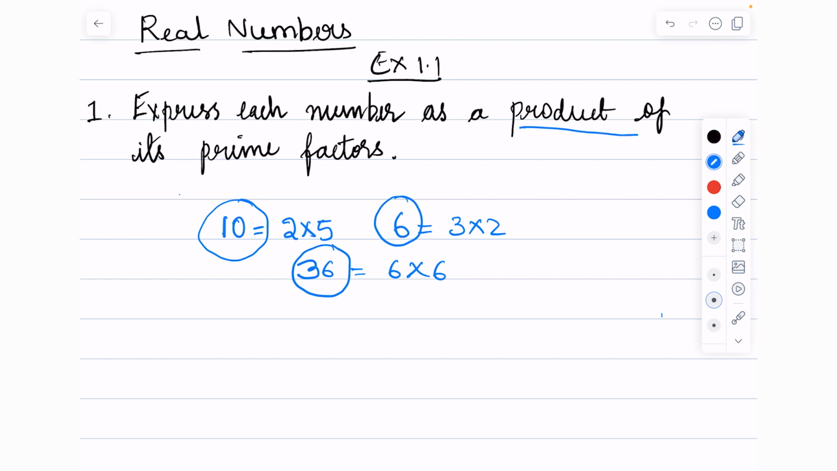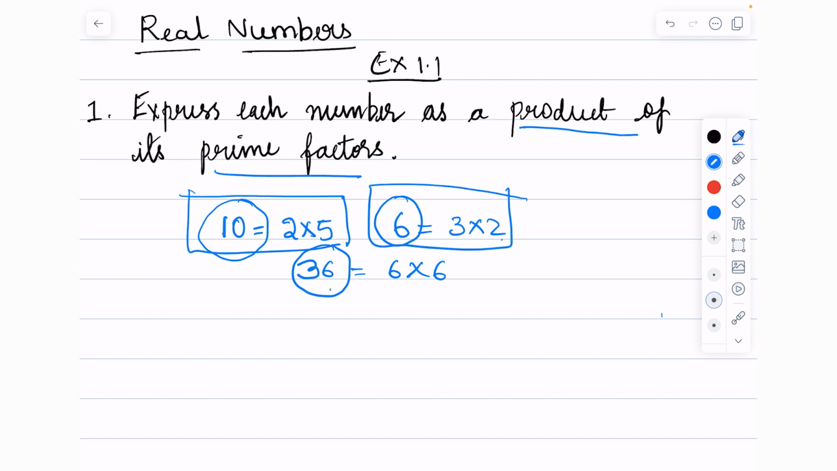For example, this is a product of its prime factors. 3 and 2 are the prime numbers. Is this a product of its prime numbers, 36? No, this is not a product of its prime numbers. It is just a product of some numbers. But it's not a product of its prime numbers.